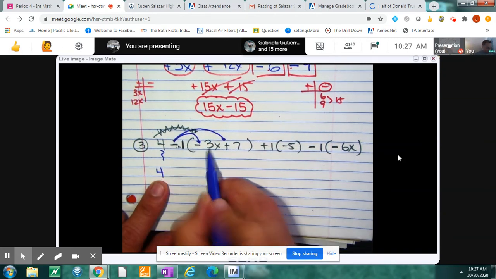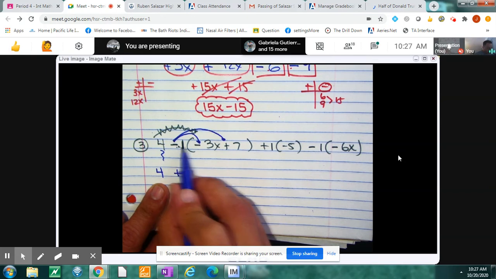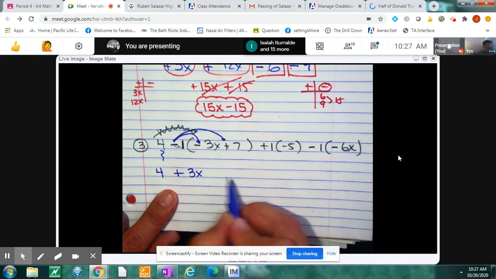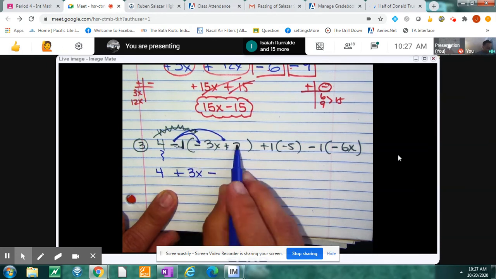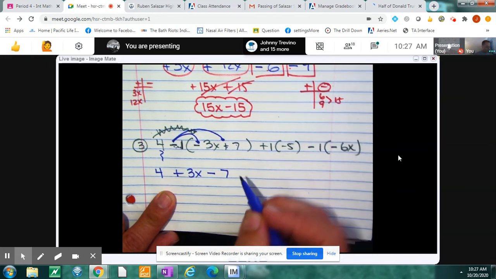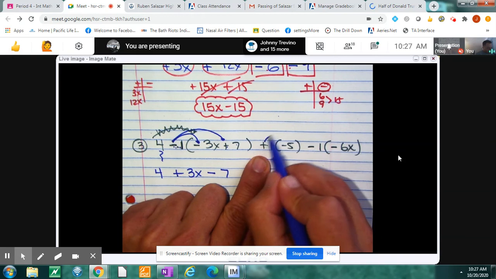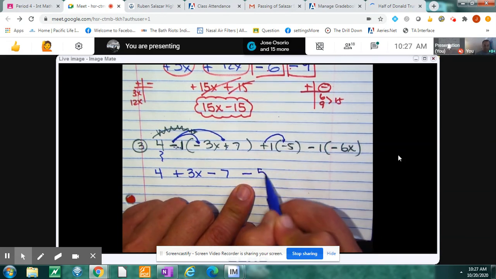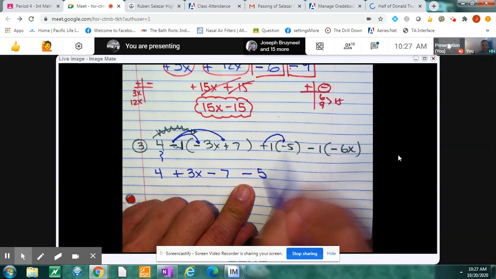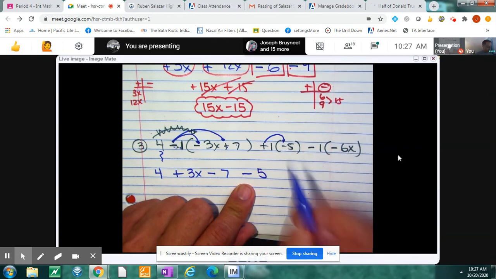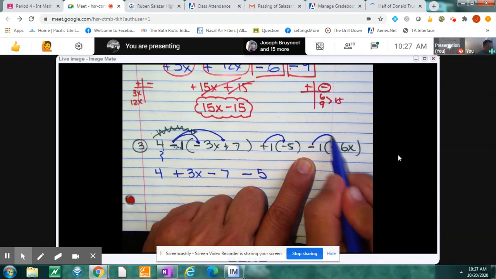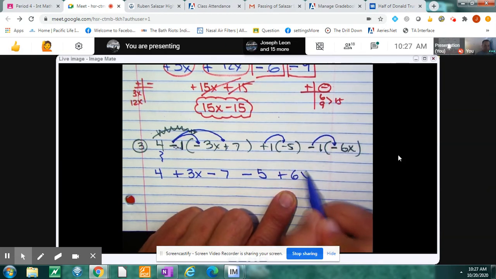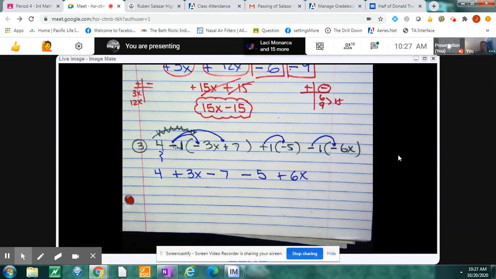Negative times negative, positive. 1 times 3x, 3x. Negative times positive, negative. 1 times 7, 7. Okay, how about here? Positive times negative is negative. 1 times 5 is 5. See that? That's why we always leave it alone when it's a plus. How about here? Negative times a negative is a positive, and 1 times 6x is 6x. See that? So that's pretty easy.